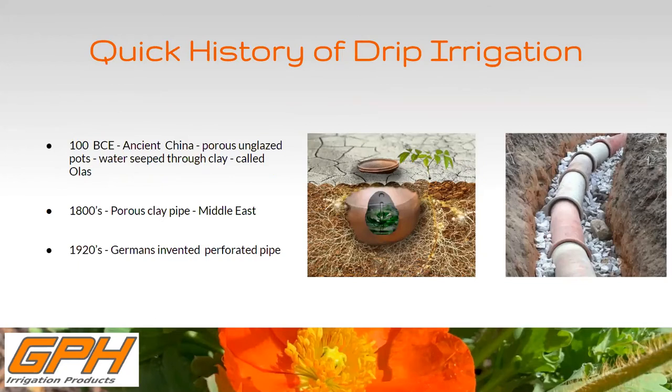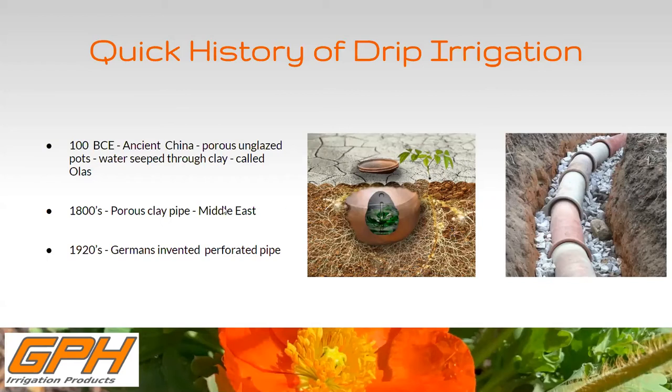A quick history of drip, and something I wasn't aware of, kind of interesting. Going back to 100 BC, ancient China, they used these porous, unglazed pots. How these work is the water was poured up top here, and then the water percolates out to the roots. The water was stored, and over time, the water basically infiltrated through the pot and watered the plant that way.